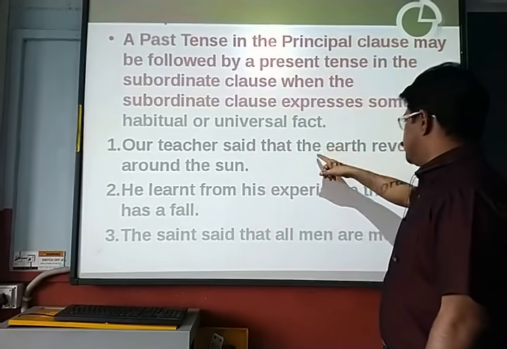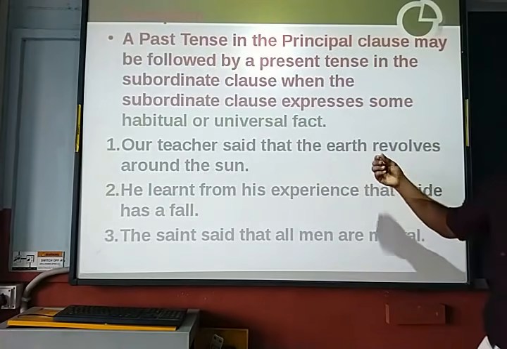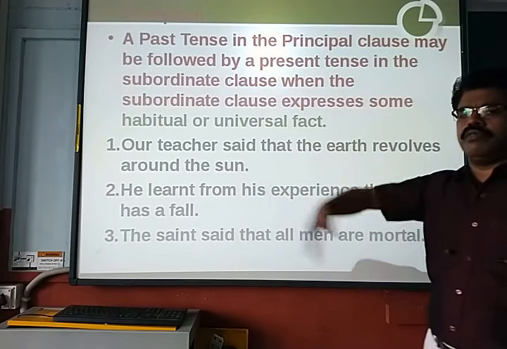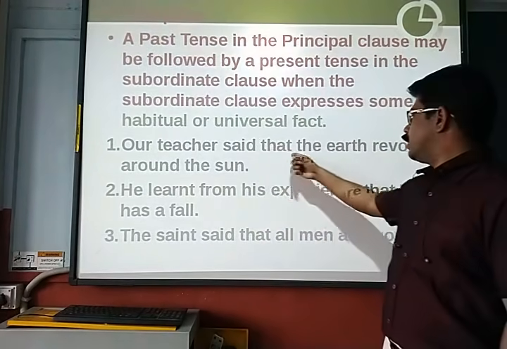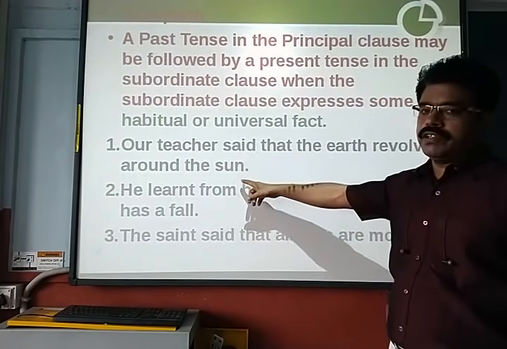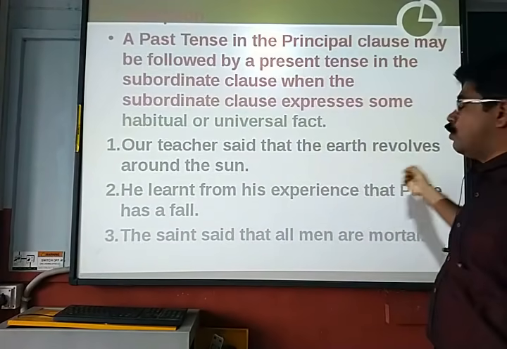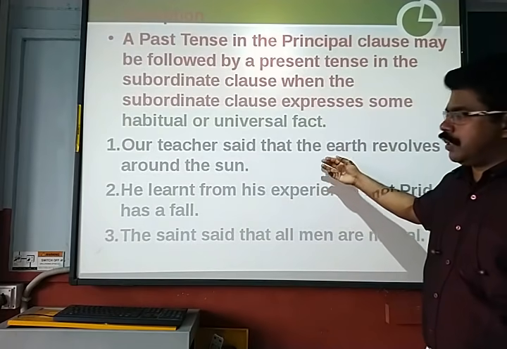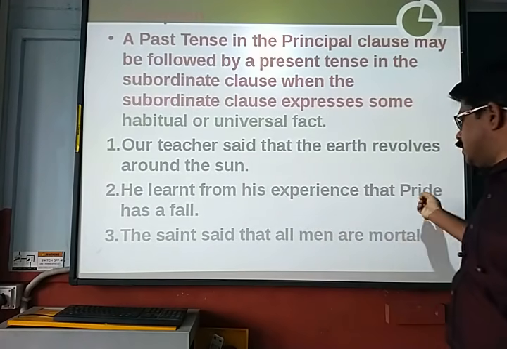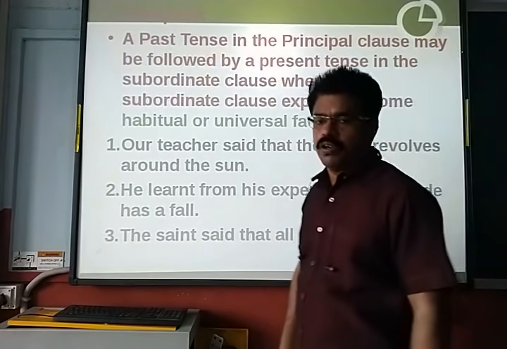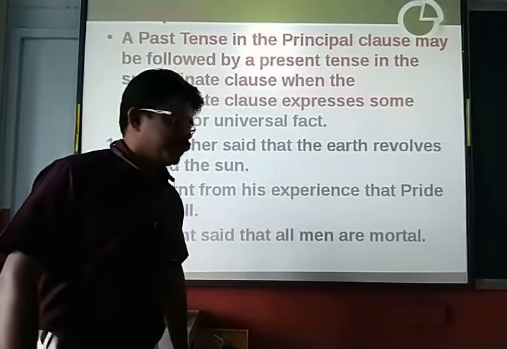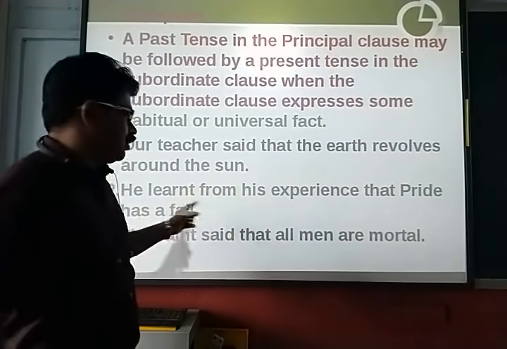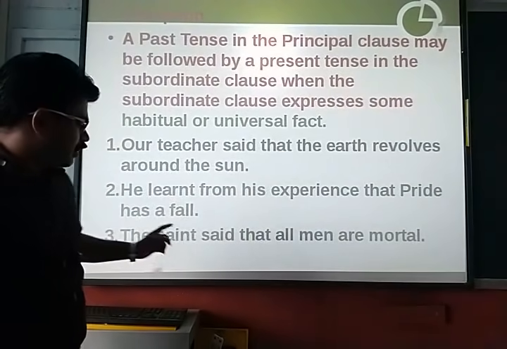Our teacher said that the earth revolves. The earth revolves. It is a continuous action going on. We know that it goes on always, non-stop. So our teacher said that the earth revolves around the sun. We will not say the earth revolved or anything. Irrespective of the rule, here we use a present tense. He learned from his experience that pride has a fall. Pride has a fall. We know what is meant by that. One day you will experience what it is. He learned from his experience. Pride has a fall. Present tense is used here.